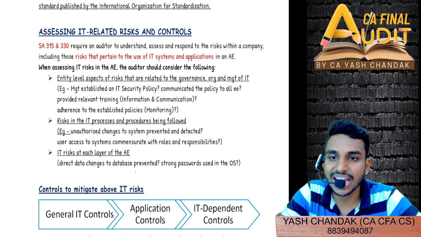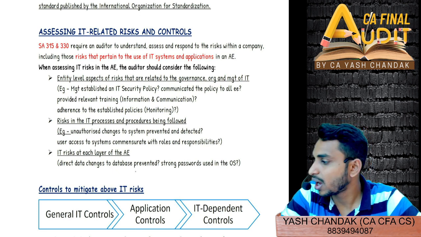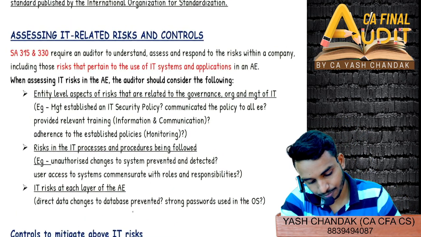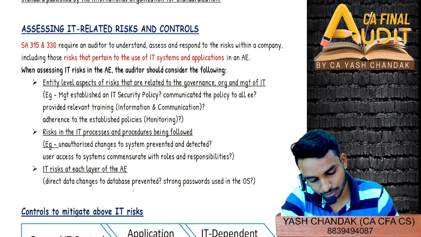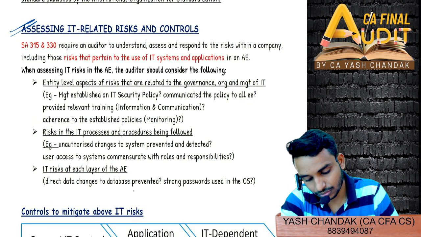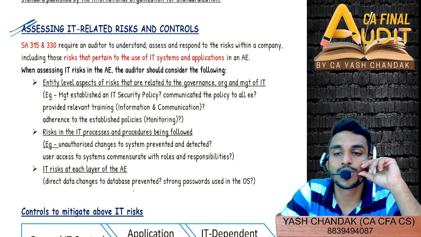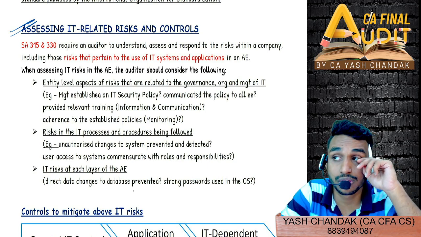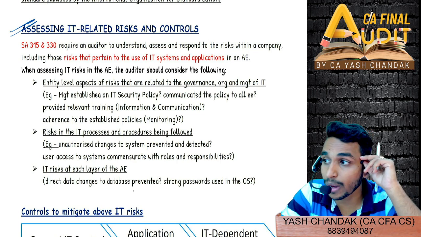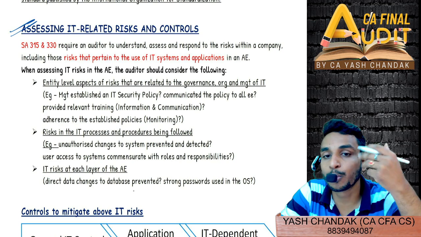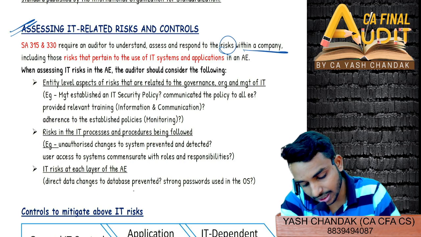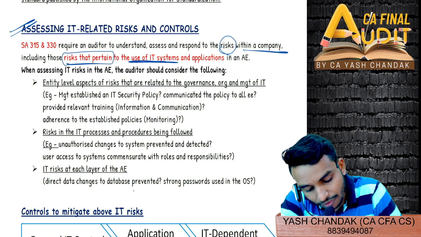Now quickly come to assessing IT related risk and controls. Just now we saw what Nupur gave as the answer, right? Do you remember IT related risk and controls? That is risk arising from IT imposed on internal controls. So here also SA 315 and 330 require the auditor to understand, like Nupur understood. The same way he has to also understand, assess, and respond to the risk within a company, including those risks that pertain to the use of IT system and application.